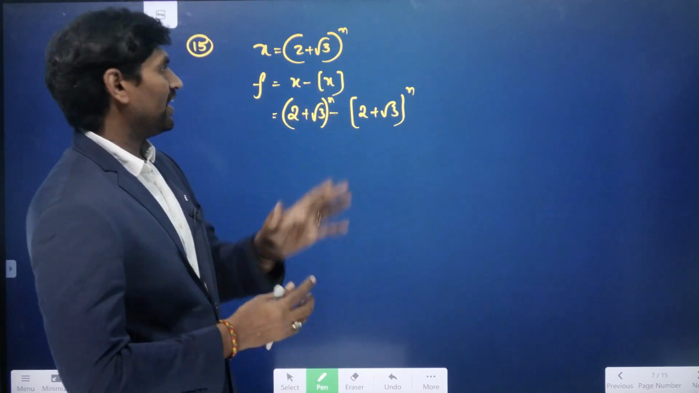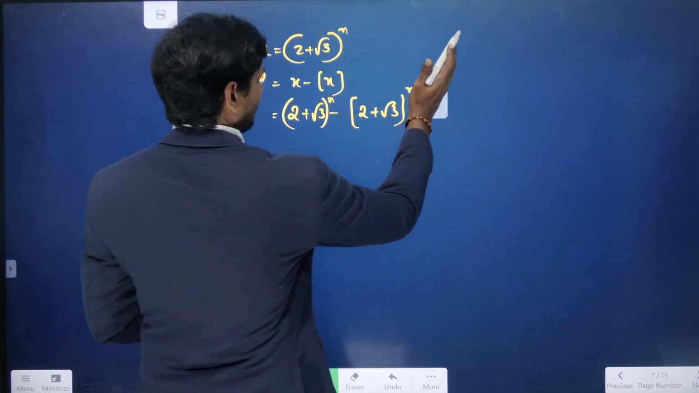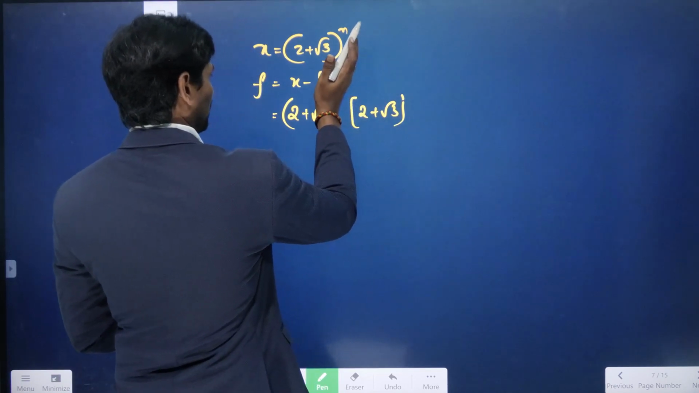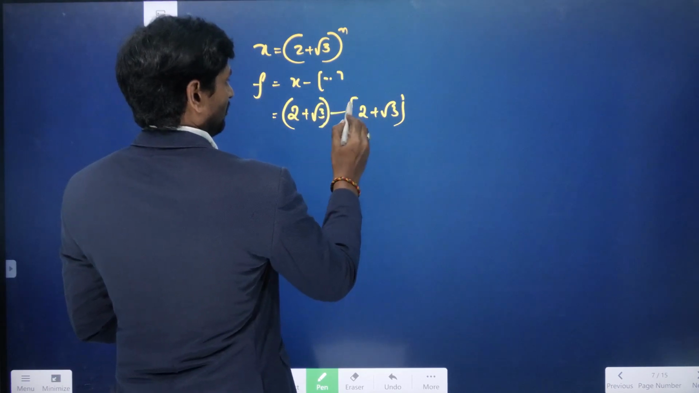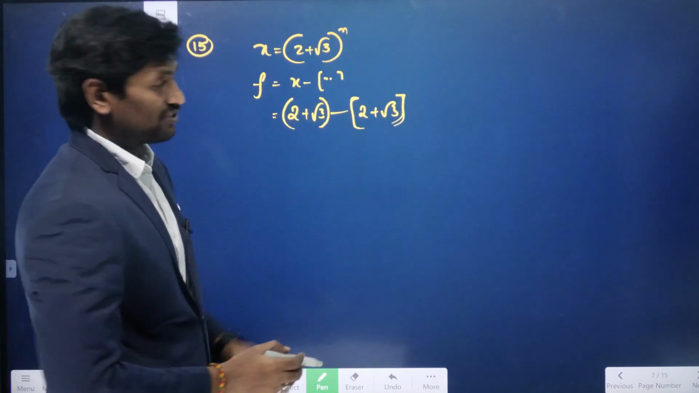Okay, let us only find the value of x. Let us find the value of n separately. So we will take only 2 plus root 3 with the greatest integer function of 2 plus root 3.